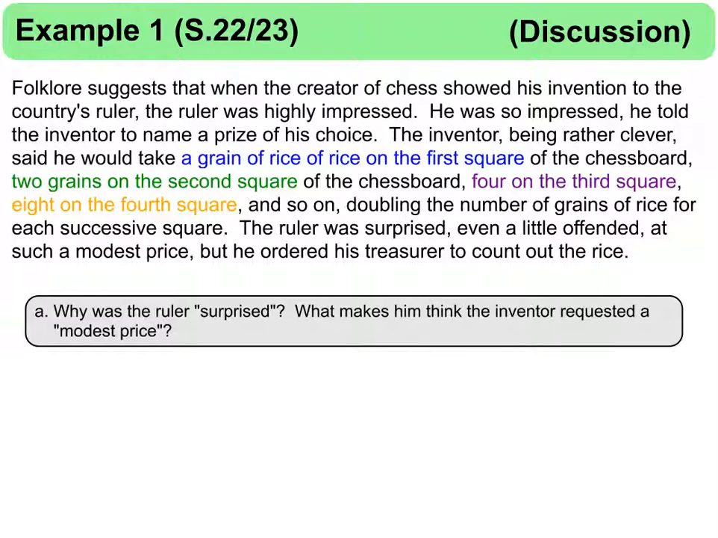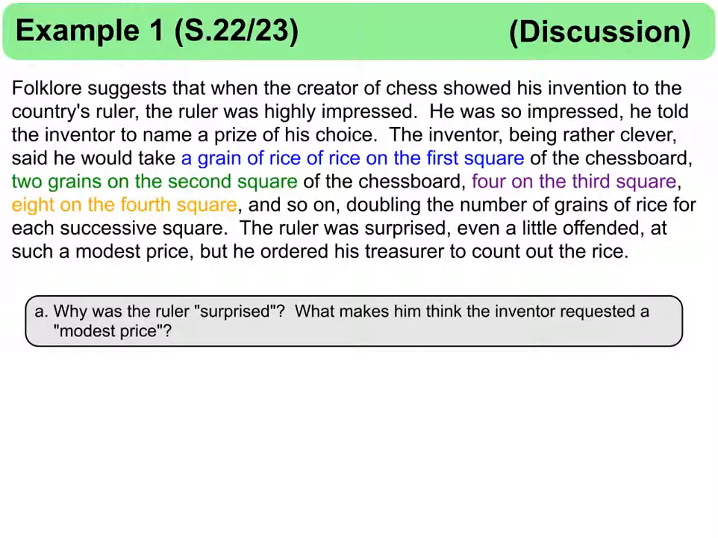Example number 1, studied by the students in class, brings up this old folklore. The folklore suggests that when the creator of the game chess showed his invention to the country's ruler, the ruler was highly impressed. He was so impressed, he told the inventor to name a prize of his choice, anything he wanted. So the inventor, being rather clever, said he would take a grain of rice for the first square of the chessboard, 2 grains of rice for the second square, 4 for the third square, and 8 for the fourth square, and so on.